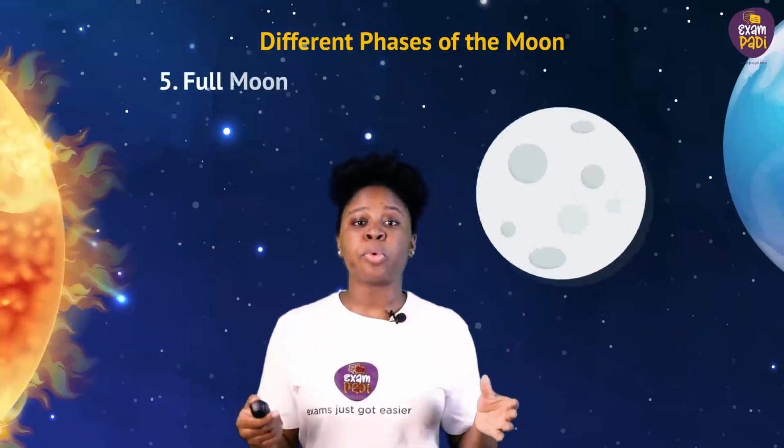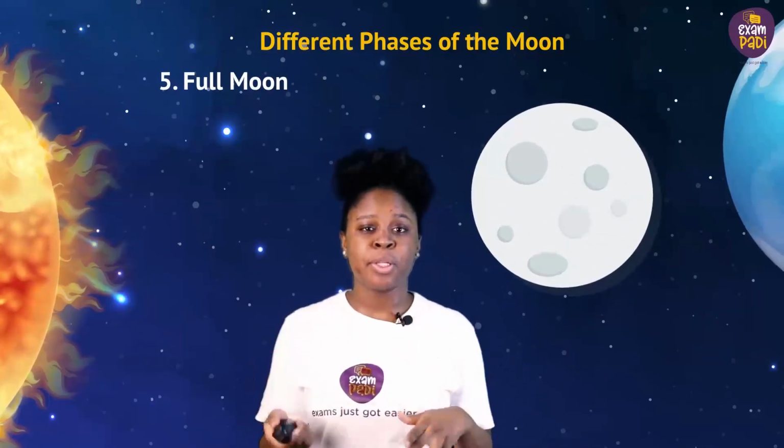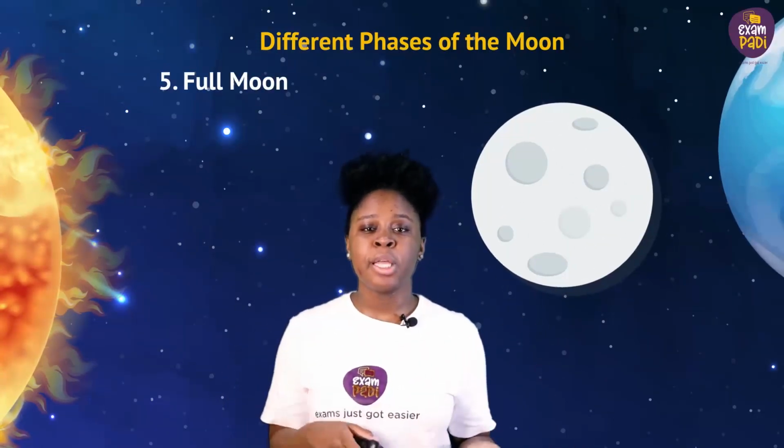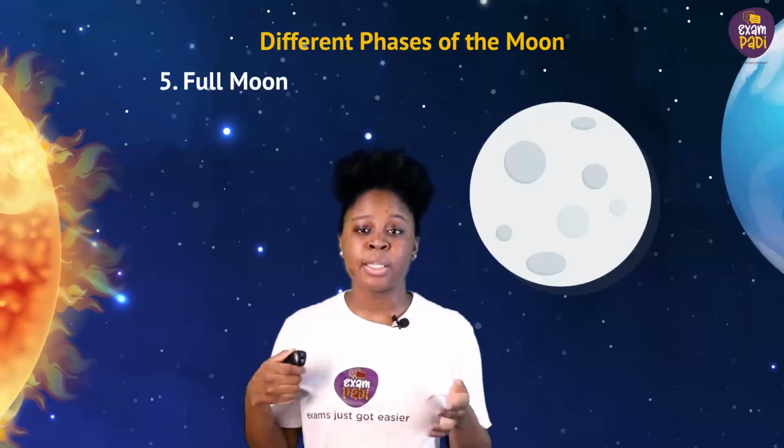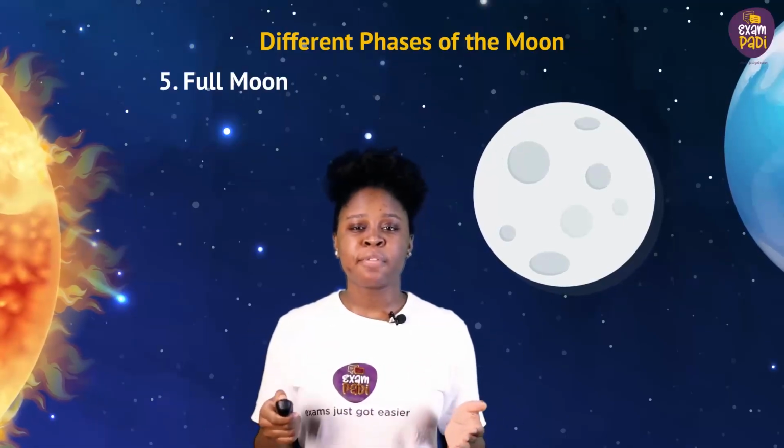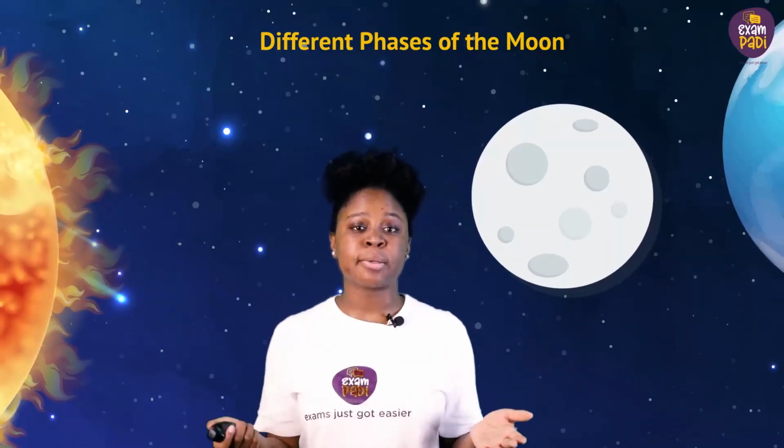Number 5, full moon. This is when the Earth is positioned between the Sun and the moon, with the fully illuminated side of the moon facing the Earth. This is the phase of the moon that is most easily recognizable.